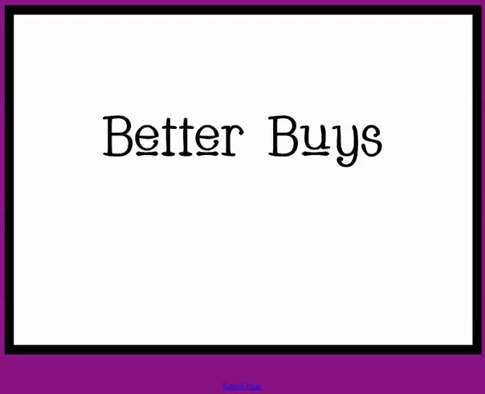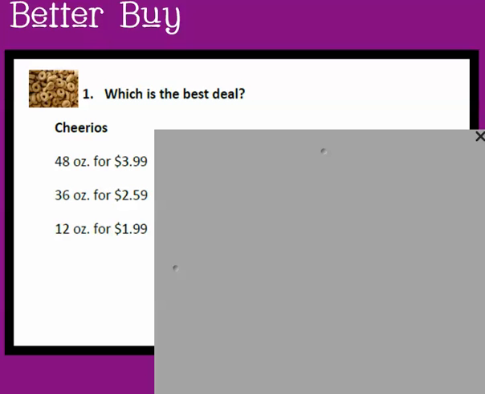In this lesson, we're going to use our understanding of unit rates to determine better buys. Now, a better buy is considered to be the best cost per item, the sale that has the best unit price. So in this first example, when we're asked about the best deal on Cheerios, while we see that 12 ounces only cost us $1.99, we really want to know if that's the best cost per ounce, if we're getting the most for our money.